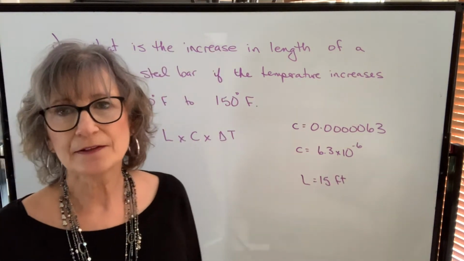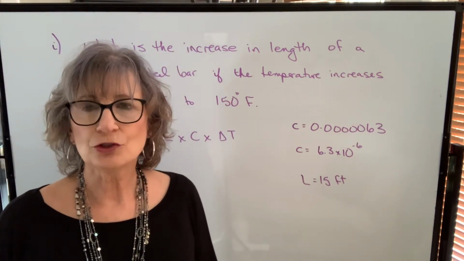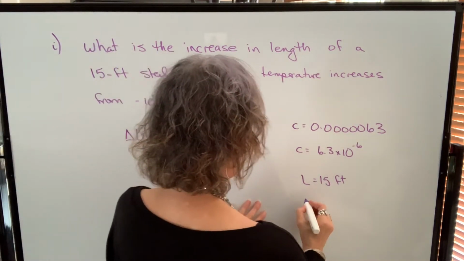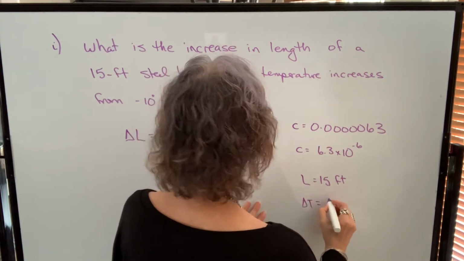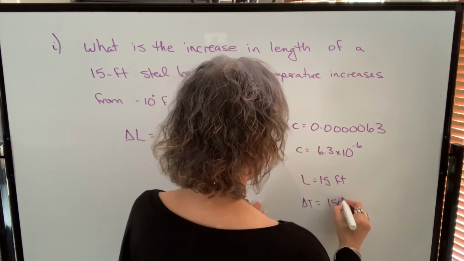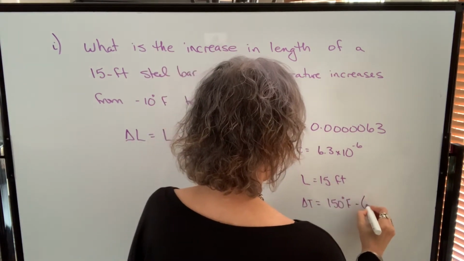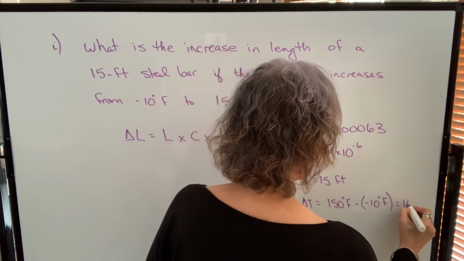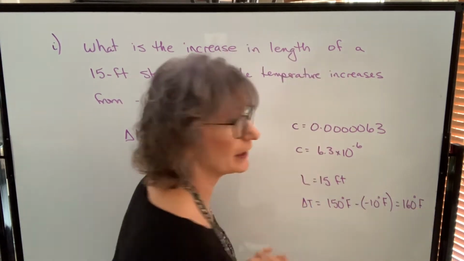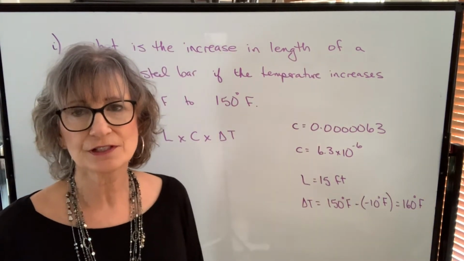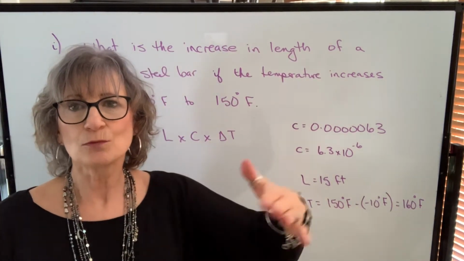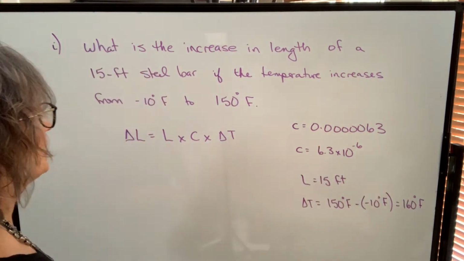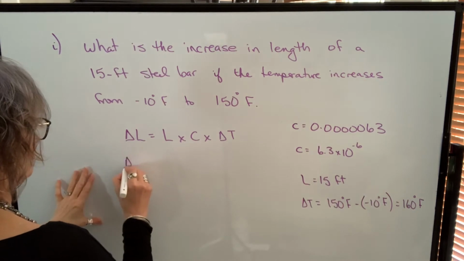You can have your length in any unit, and as a result, your change in length will be in that same unit. And our temperature difference will be the higher temperature of 150 degrees Fahrenheit minus the lower temperature of -10 degrees Fahrenheit. So that's a temperature difference of 160 degrees Fahrenheit. So be careful if you have negative temperatures. The difference from -10 up to 150 is an increase of 160 degrees. We plug those values into our formula.